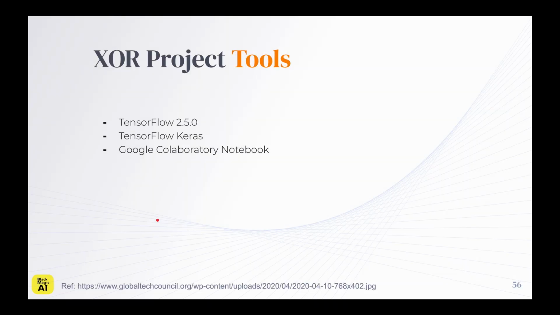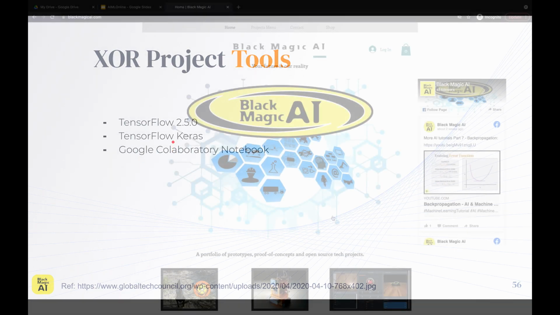Now the tools we'll be using for our exclusive OR project are TensorFlow 2.5.0 and TensorFlow Keras. So that's the Keras library that comes embedded with TensorFlow. And we'll be using the Google Colaboratory notebook. Remember, Google Colaboratory is the online tool we will use to go through our machine learning workflow. All of these topics were introduced in previous videos, so check the comments below for reference to the previous videos so we can give you a review of Google Colaboratory, TensorFlow, and Keras.